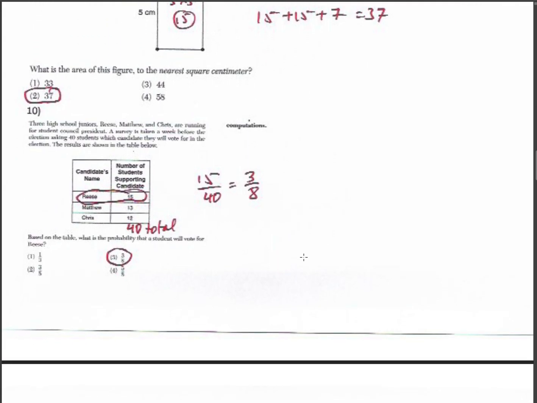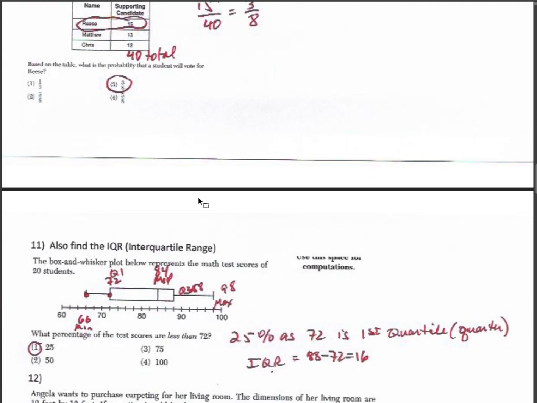Okay, next up, number 10. 3 high school juniors, Reese, Matthew, and Chris, are running for student council. What's the probability in this particular one that the student will vote for Reese? Well, Reese gets 15 students supporting out of 40 total, so it's 15/40ths. It would be really nice if they gave you 15/40ths as a choice. They don't, so you have to know how to reduce that. It's 3/8. Now, the good news is whichever calculator you're doing will reduce fractions for you. So 3/8 is the correct answer.